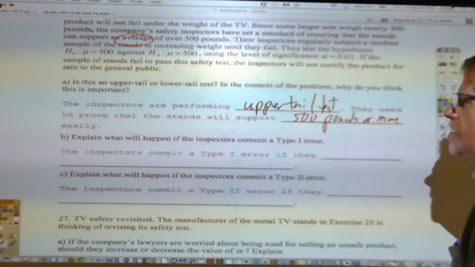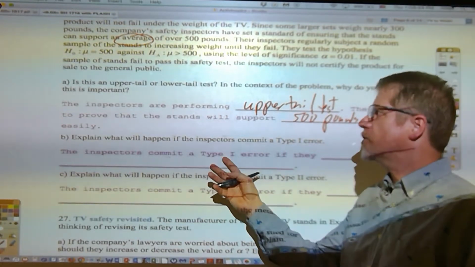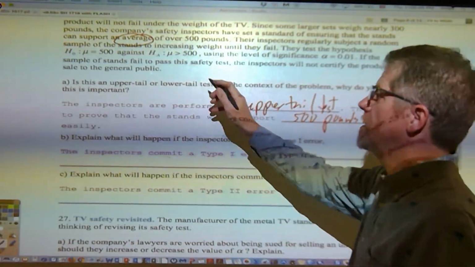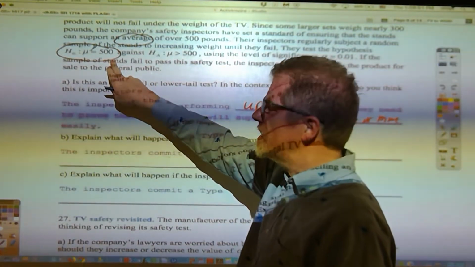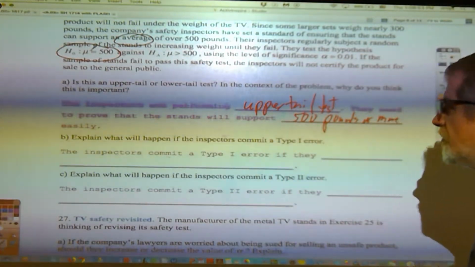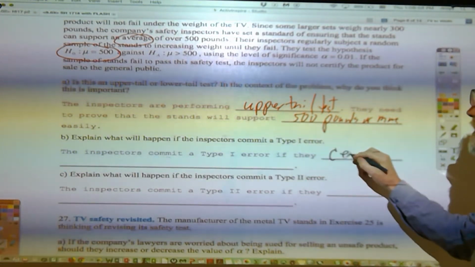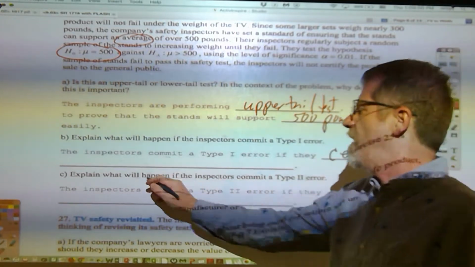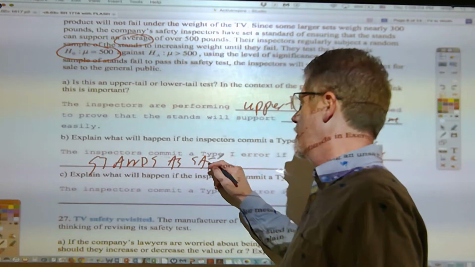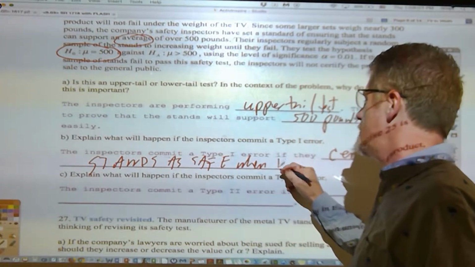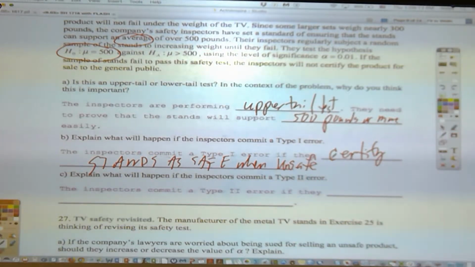And we're back. So the inspector has committed a type 1 error. Remember, type 1 error is incorrectly rejecting the null hypothesis. The null hypothesis is unsafe. Reject it, and we're declaring that they're safe. If we commit a type 1 error, we certify the stands as safe when in reality they are unsafe. That's a pretty serious error.